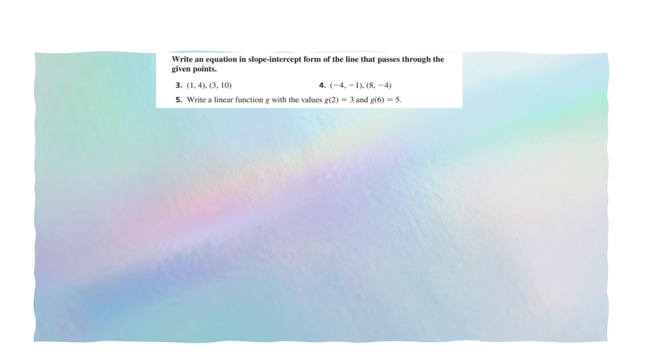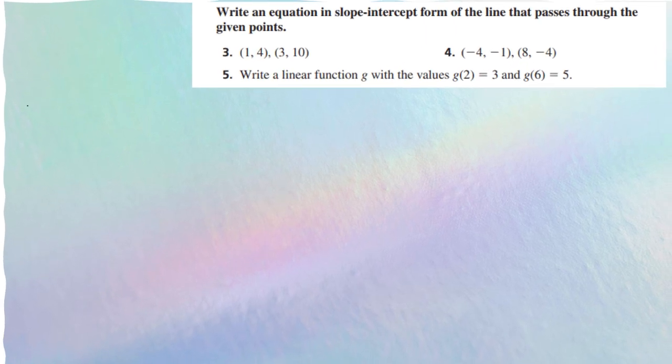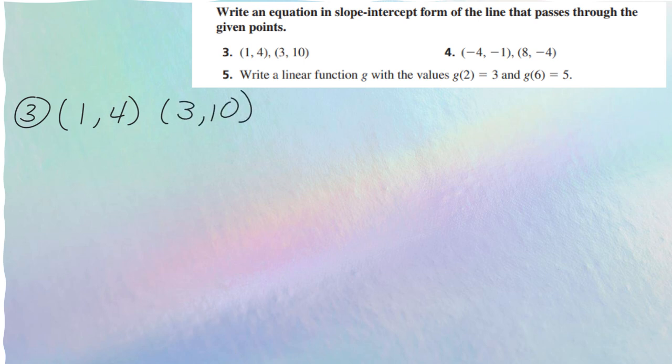What's the first thing we need to do? Find our slope. So number 3, we're going to have 1, 4, and 3, 10 as our points. We're going to use this one as our what? Our first point, and this is our second point. Using our slope equation, we're going to have 10 minus 4 over 3 minus 1. That gives us 6 over 2. This is the same as 3. Our slope is 3.